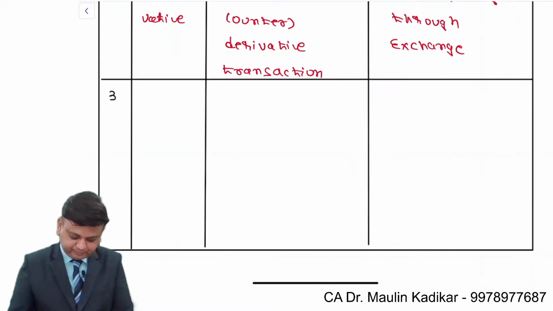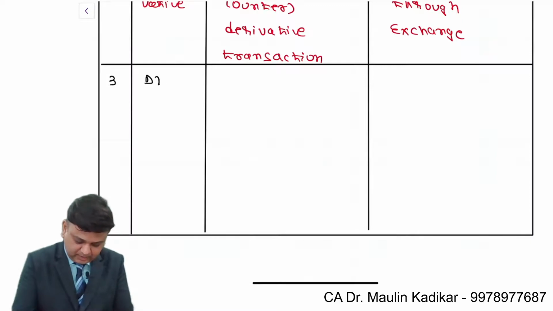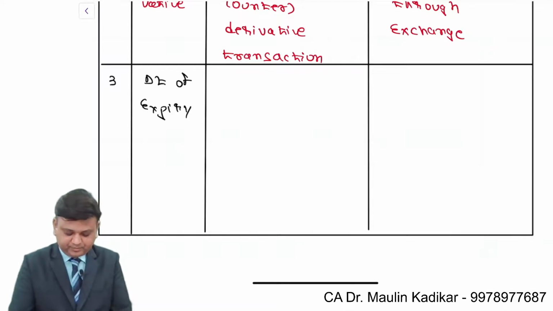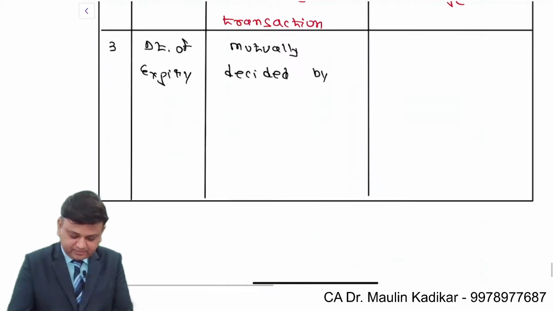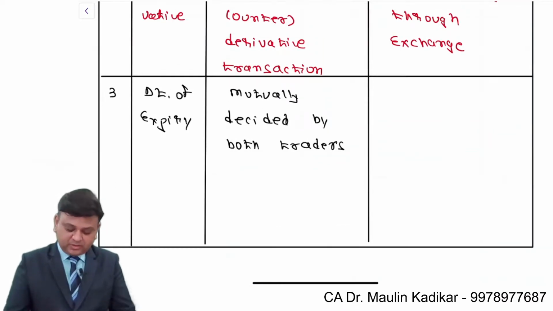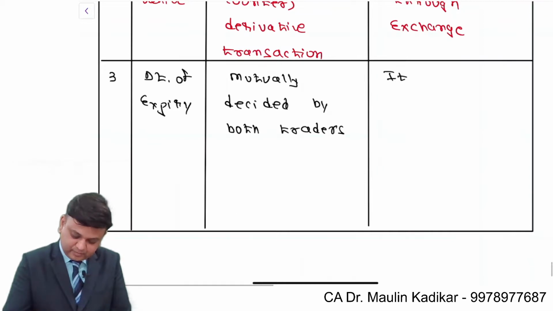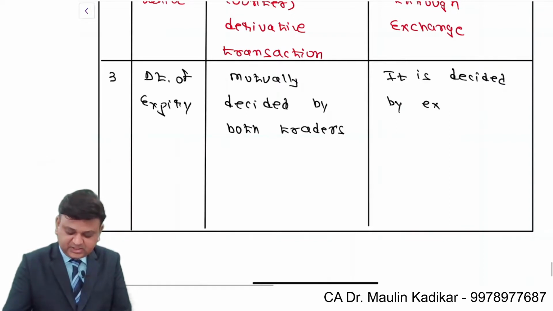Third point, date of expiry. In the forward contract column, write down: mutually decided by both traders. In the futures column, write down: it is decided by exchange.